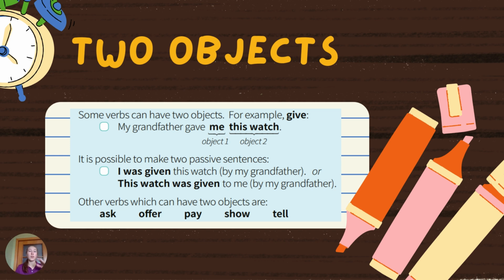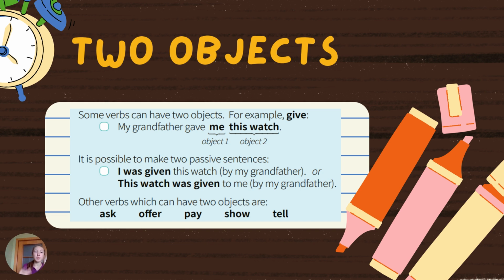Okay, let's go to this topic: two objects. What does it mean? Some verbs can have two objects. For example, give. Sometimes it is possible to make two passive sentences. There can be two objects. For example, my grandfather gave me, object one, this watch, object two. It is possible to make two passive sentences from this active voice. I was given this watch by my grandfather.